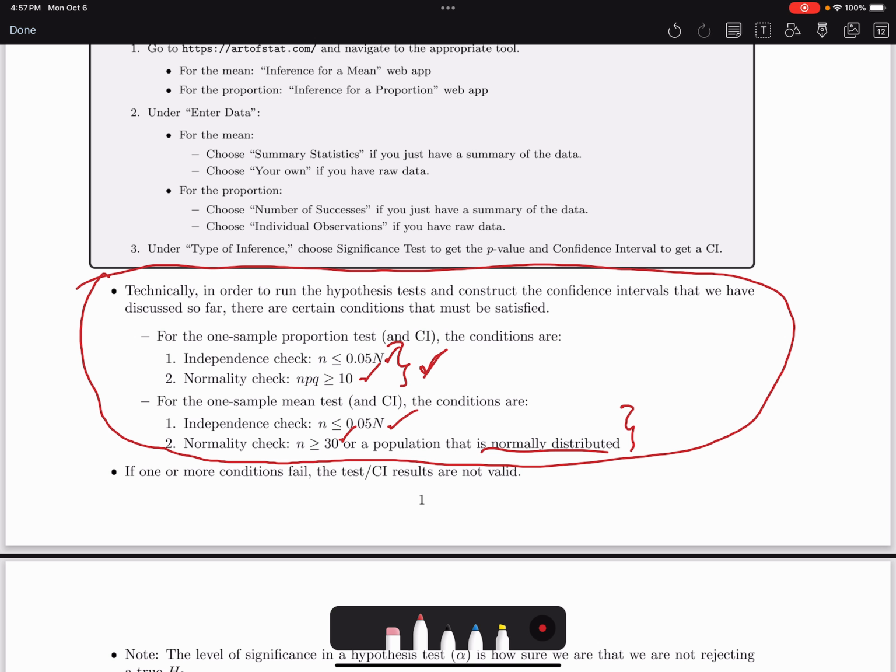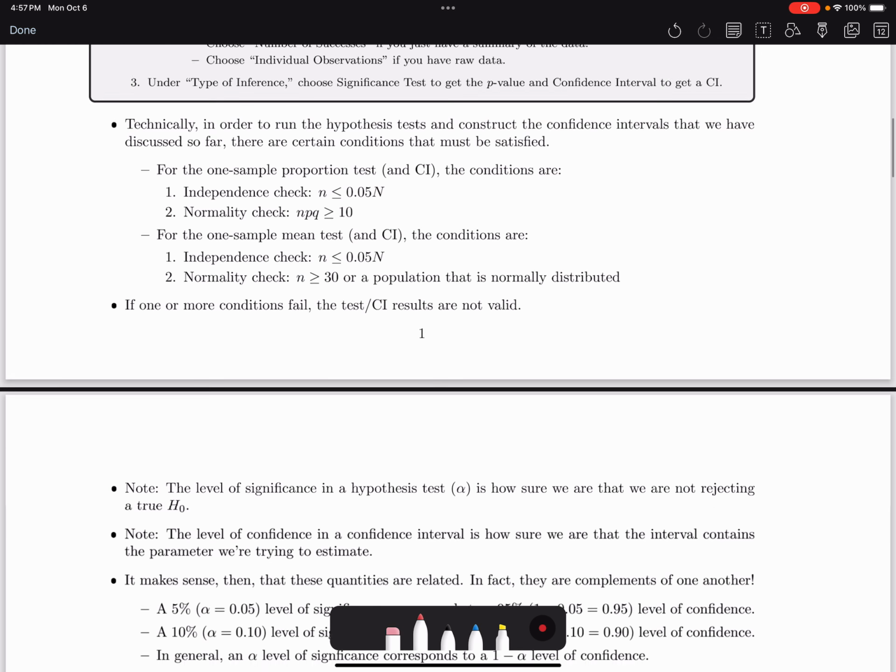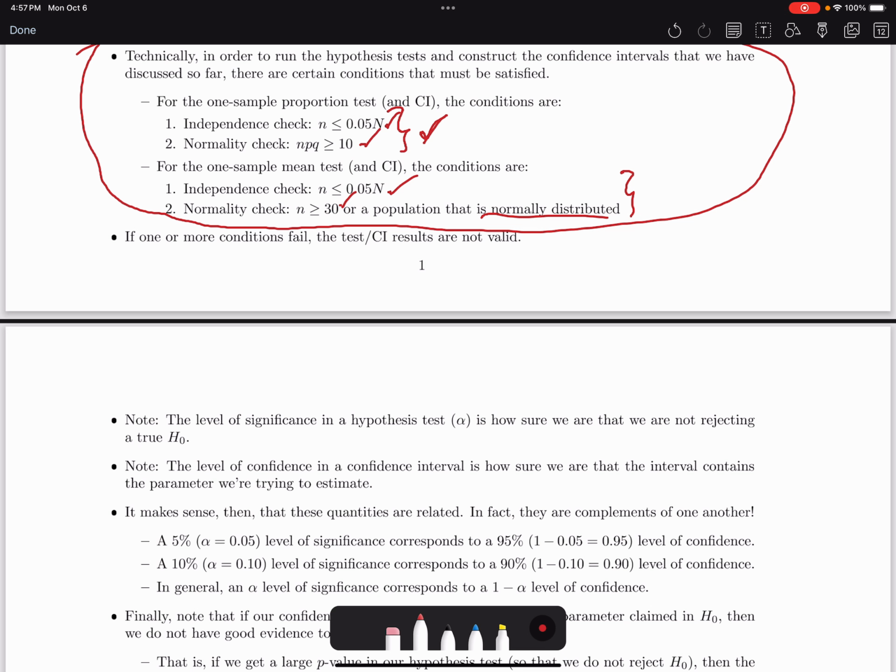I'm not going to take time during the lectures to check those conditions. But just know that in the real world, technically, you'd have to make sure those conditions are met before you go ahead and run these tests. If one or more of the conditions fails, then the test or confidence interval results you get are not valid.